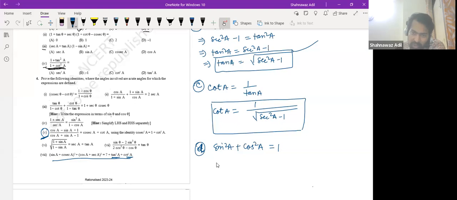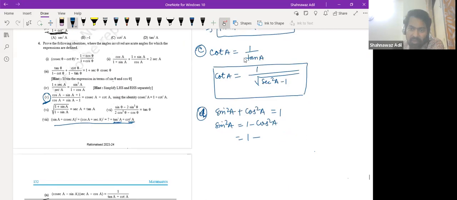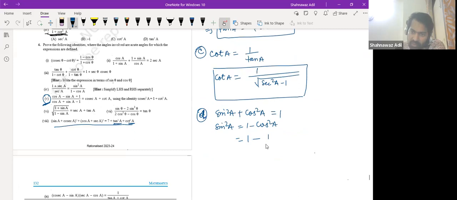So cos A I already know, so I will calculate sine A. It is 1 minus cos square A. And what was cos A? Cos A was 1 by sec A, right? So this is 1 by sec square A, right? If I simplify this, this is sec square A minus 1 over sec square A. This is sine square.